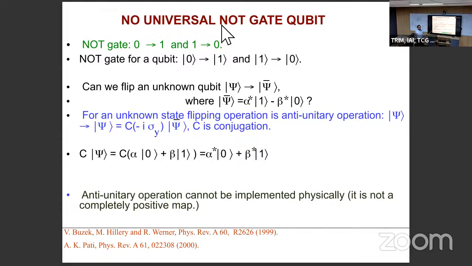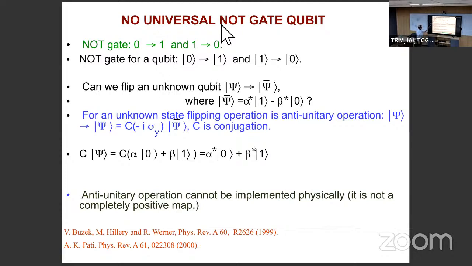But what about a qubit in an arbitrary state? Can I flip psi to psi orthogonal? And what is psi orthogonal? If your psi is alpha 0 plus beta 1, your psi orthogonal is essentially alpha star 1 minus beta star 0. Okay. And why is this not possible?